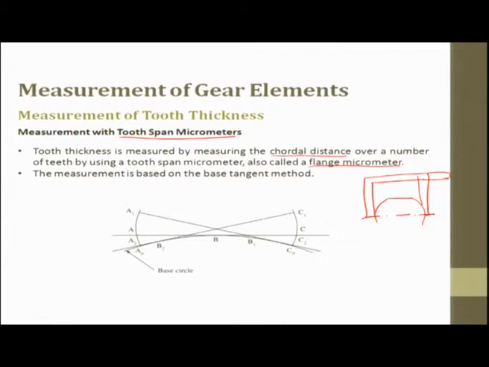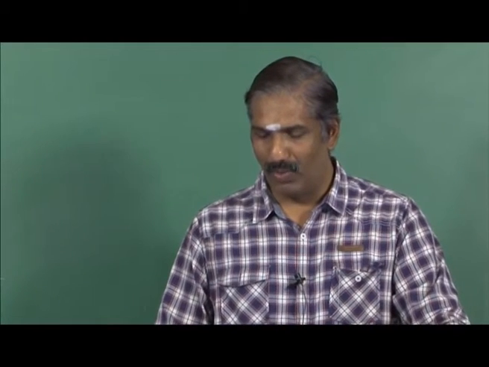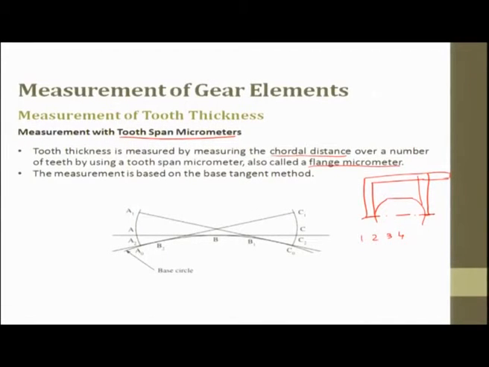Here we try to measure the chordal distance over a number of teeth. It is not a single tooth; it is almost like averaging. Suppose we do teeth 1, 2, 3, 4. Next time we do 2, 3, 4, 5 teeth. Then 3, 4, 5, something like this. You keep increasing and going, so that you measure 3 or 4, whatever it is. That is what we said: chordal distance over a number of teeth by using a tooth span micrometer, otherwise called a flange micrometer.